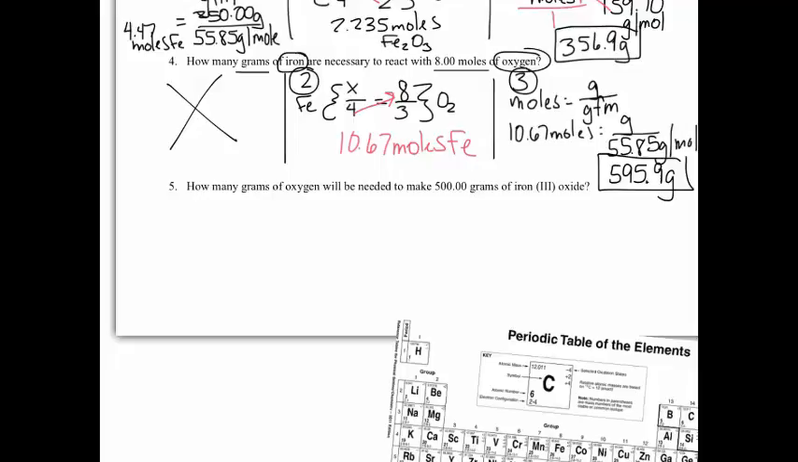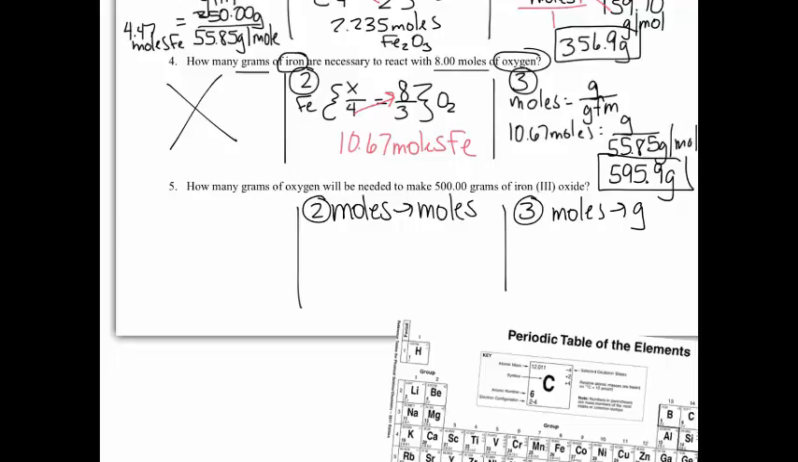Next one, again, I'm going to separate it into 3. The question is asking for grams of oxygen, so I know I'm going to have to go through step 3 to go from moles to grams. We always have to do step 2 in a moles and equations question to go from moles of one substance to moles of another. Now let's look at what else they gave us. 500 grams of iron 3 oxide. So I'm starting with grams. So in order to do step 2, I have to do step 1, which is go from grams to moles.